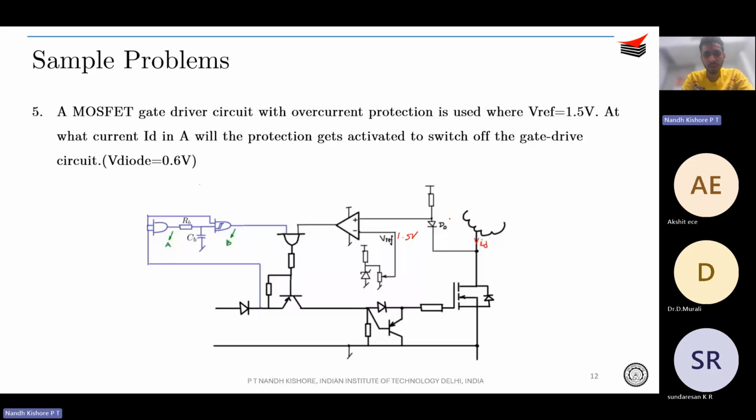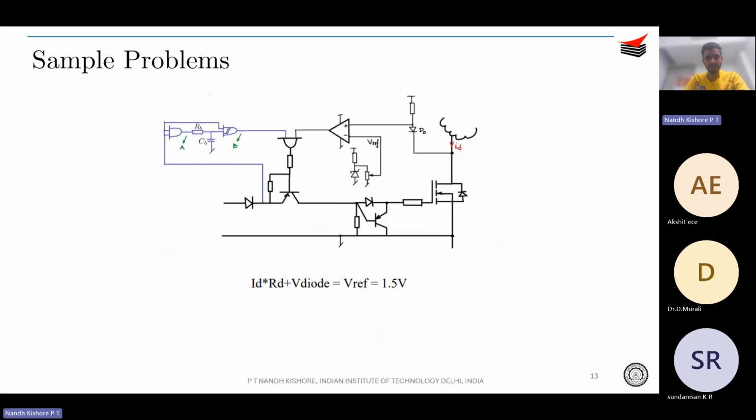So your V diode is 0.6 volt, correct? So this is 0.6 volt. So for what ID will my overcurrent protection get activated, right? Or for what current will my overcurrent protection get activated? Okay, so you understand that this is a comparator. So the output of comparator will go high when V plus exceeds V minus. When V plus is just above V minus, it would go high, right?